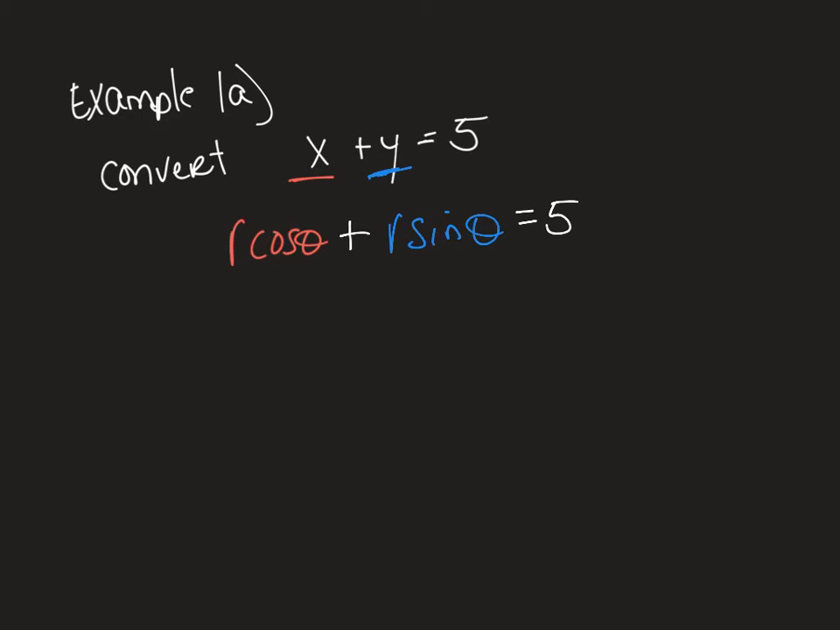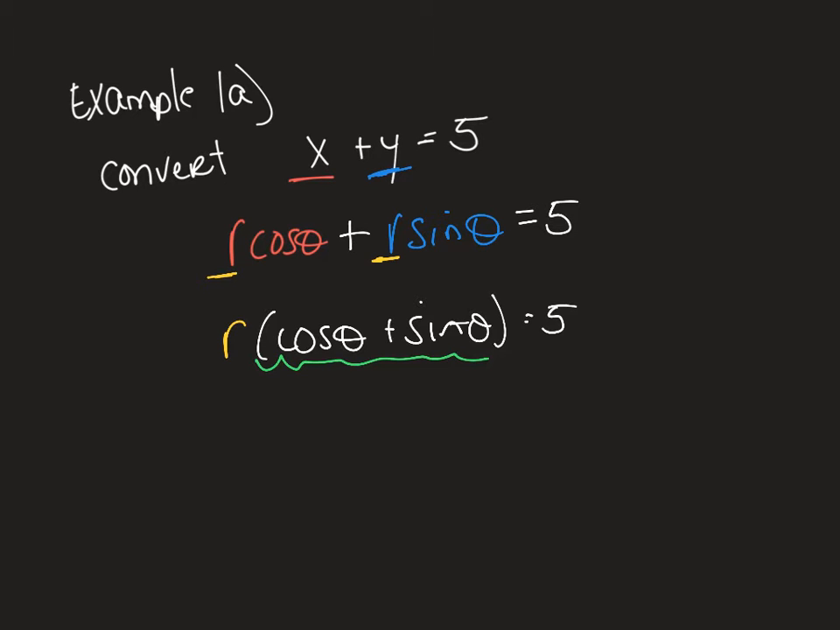equals 5. Basically, you've actually done what you need to do as far as the substitution. Then all you're going to do is factor out an r. So you have r times cosine theta plus sine theta equals 5, and then you divide both sides by this entire thing. So you get r equals 5 divided by cosine theta plus sine theta. And that's really all you have to do.